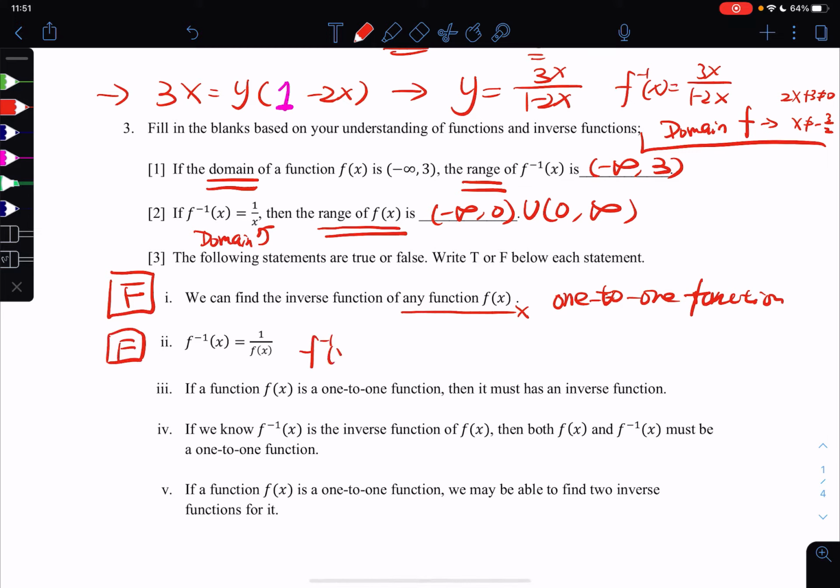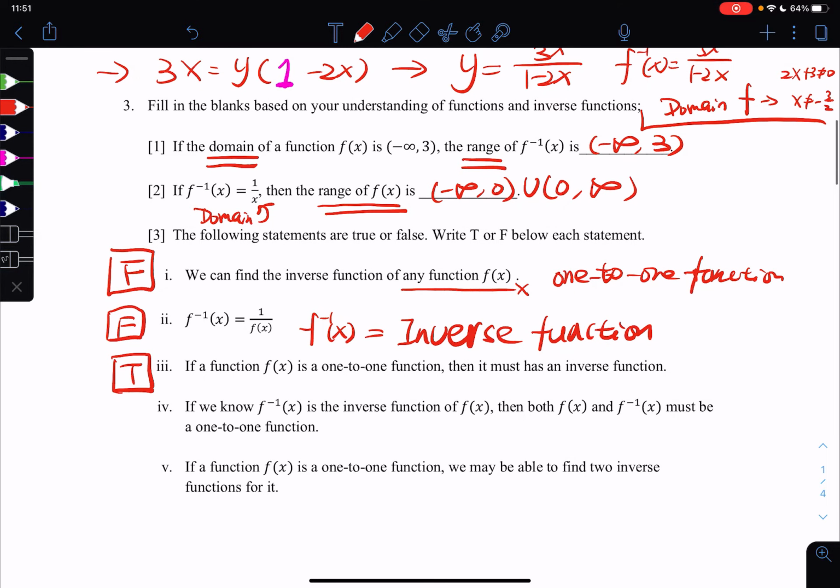The f inverse notation is reserved to represent the idea of inverse function, just like the letter e and the letter pi are specially reserved in mathematics to represent something extremely special. The function f of x is 1-to-1 and must have an inverse function. That's exactly how we define the inverse function. If f inverse is the inverse function of f of x, both f of x and f inverse must be 1-to-1 functions, of course, otherwise they won't have a corresponding inverse function.